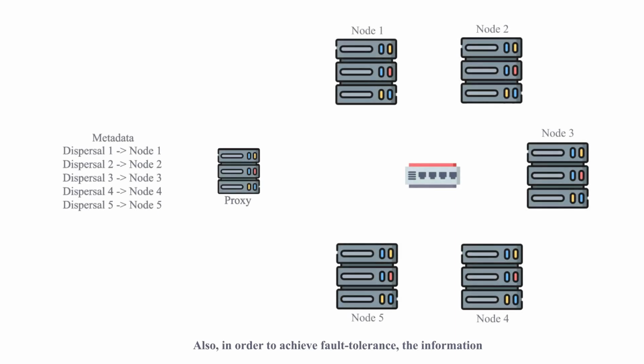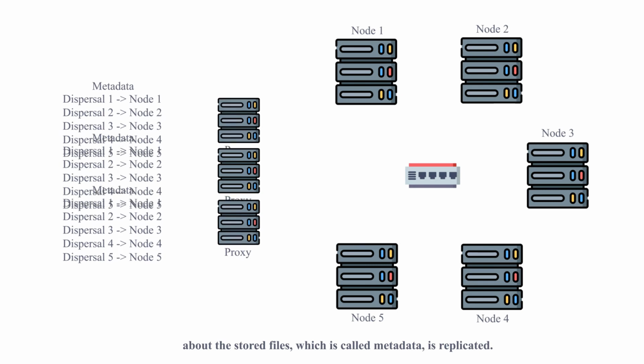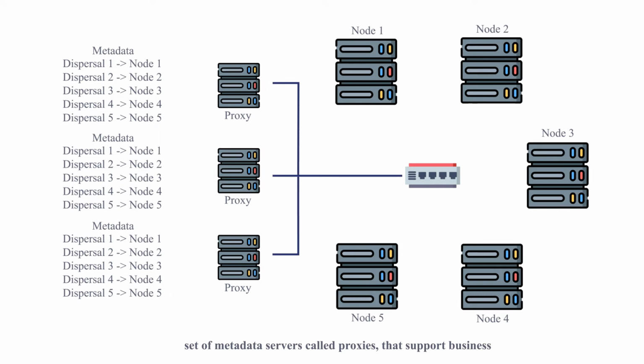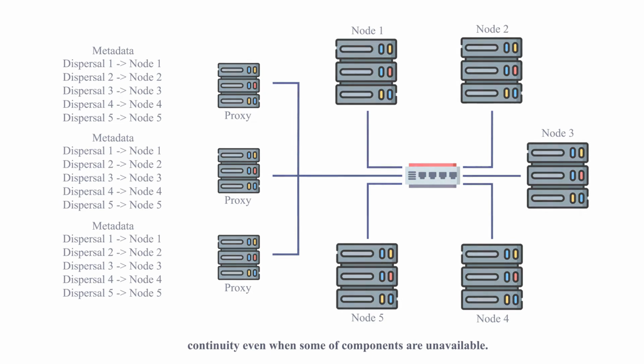To achieve fault tolerance, the information about the stored files, which is called metadata, is also replicated. This means that Aleph includes a redundant set of metadata servers called proxies that support business continuity even when some of the components are unavailable.